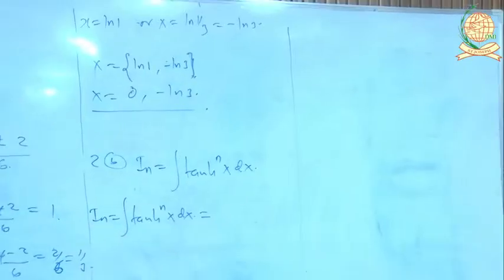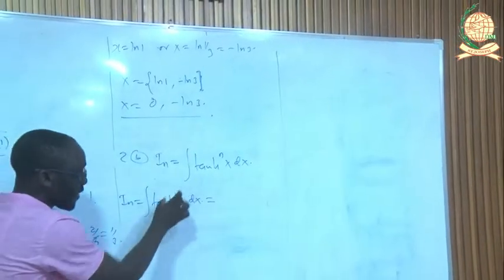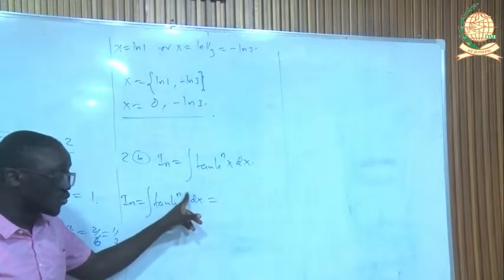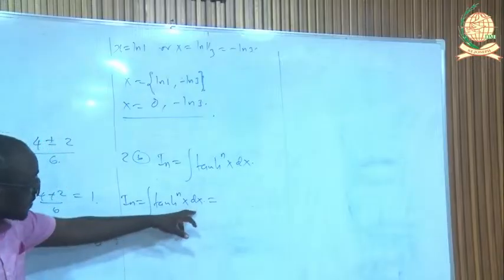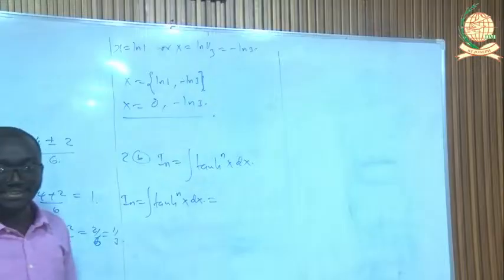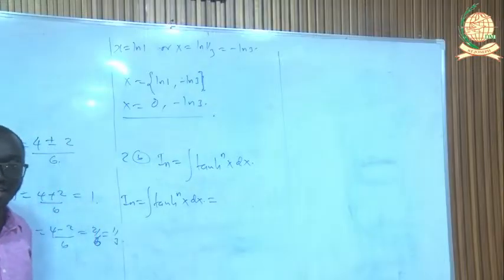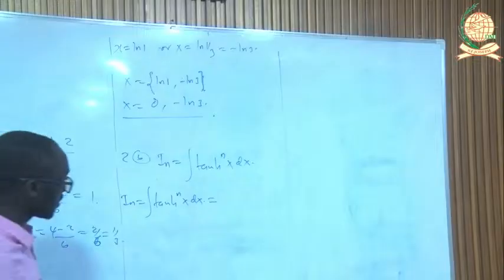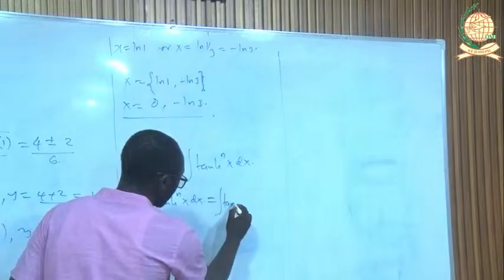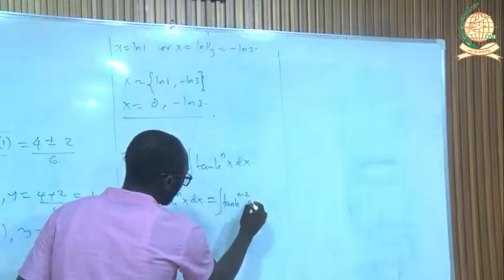Here, you're going to dismantle this power n into two terms. You're going to take n minus 2 and then plus 2. So we're going to dismantle this hyperbolic function into tanh^2 x times tanh^(n-2) x dx. So this term here, we're going to write it as the integral of tanh^(n-2) x times tanh^2 x dx.